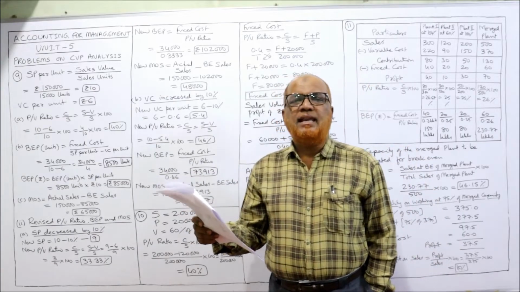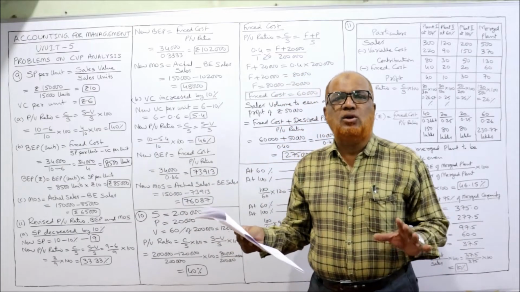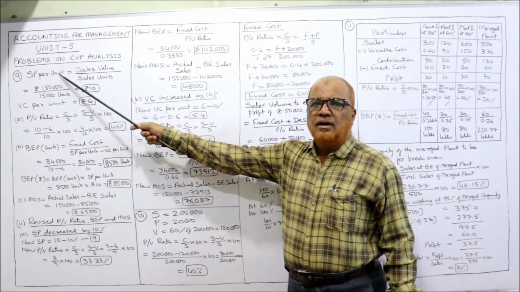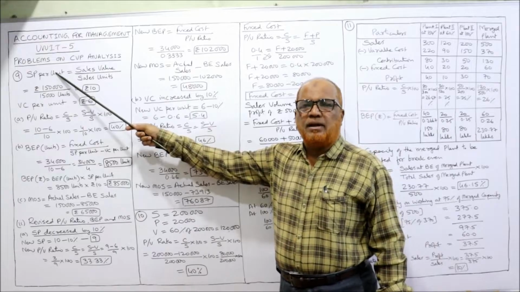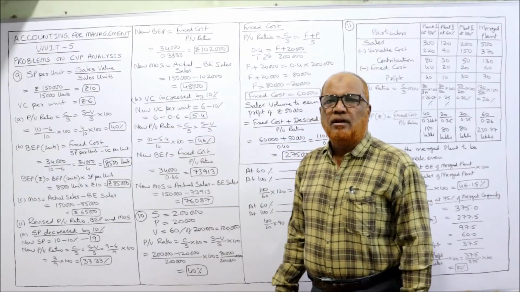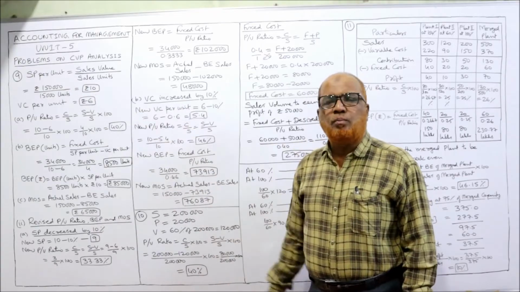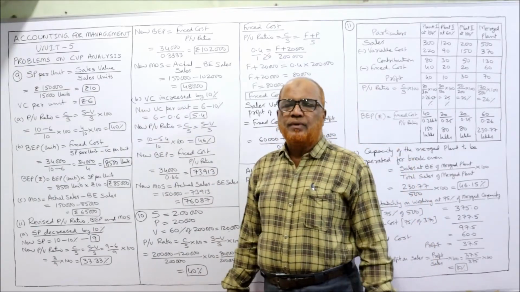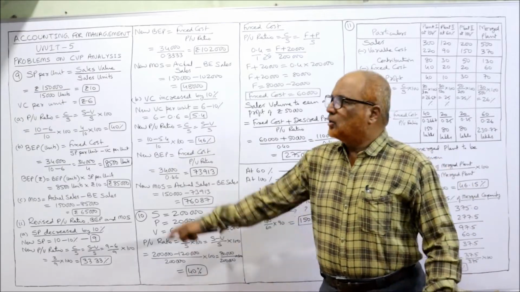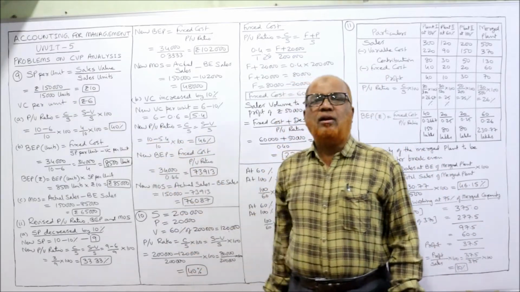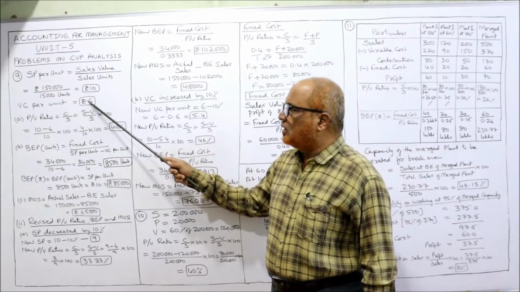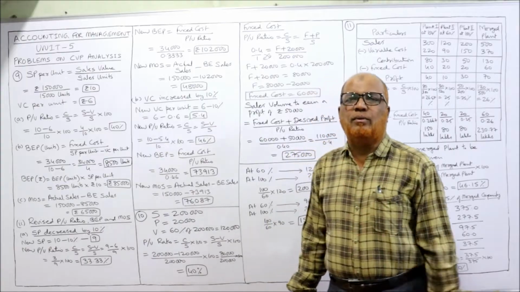First of all, selling price per unit is not given, so we calculate it. SP per unit is equal to sales value divided by sales in units. It is given 1,50,000 rupees is the total sales value and 15,000 units are sold. So 1,50,000 by 15,000 gives 10 rupees per unit as the selling price. And variable cost per unit, 6 rupees, is directly given in the problem.